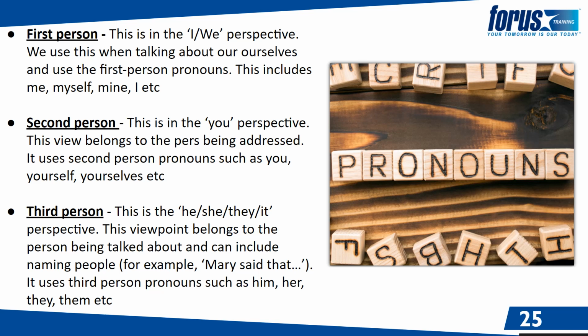The second person: this is the you perspective. This view belongs to the person being addressed. It uses second person pronouns such as you, yourself, yourselves, etc. The third person: this is the he, she, they, it perspective. This is a viewpoint that belongs to the person being talked about, and it can include naming people. For example, Mary said that. It uses third person pronouns such as him, her, they, them, etc.